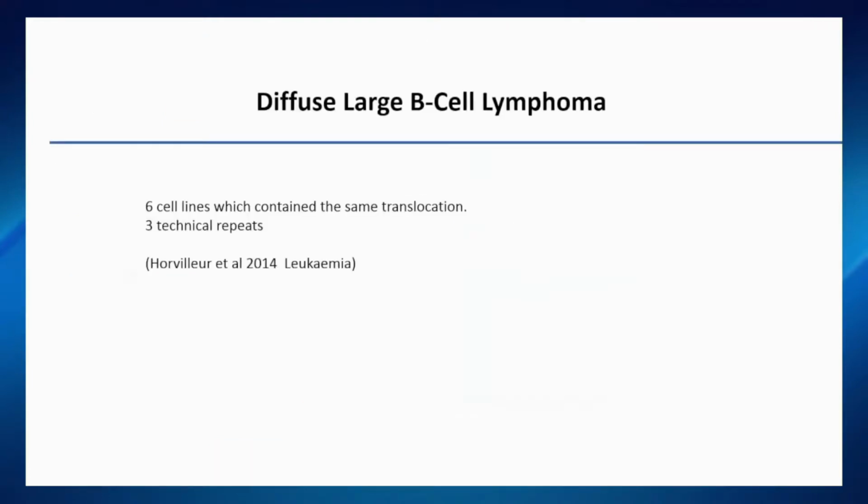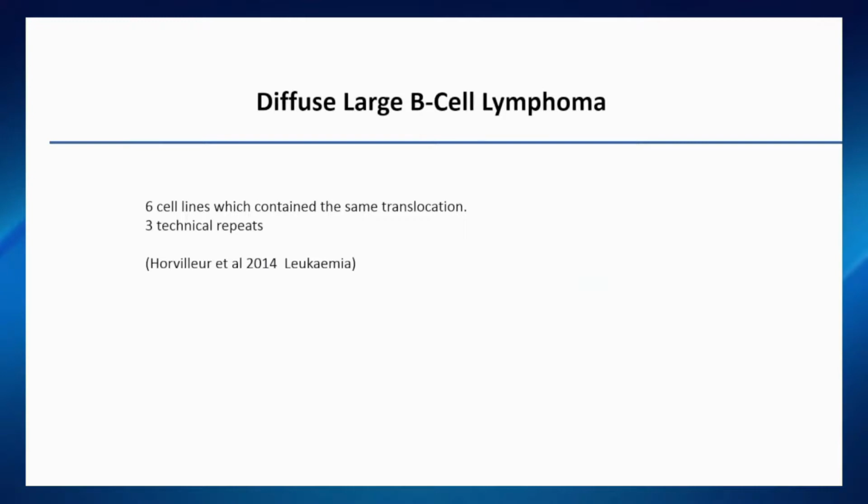Okay, so this is diffuse large B-cell lymphoma. This was cell line based, but we took 6 cell lines that contain the same translocation, and we did 3 technical repeats. This is polysome profiling, so we did 18 samples. We got a really, really good data set from this. What's important, and what we always do, is go back to tumor samples to make sure that what we see in a cell line model is also true in patient material.